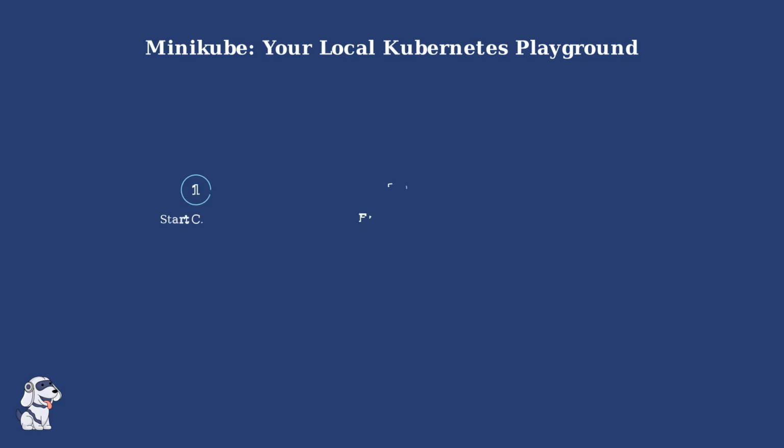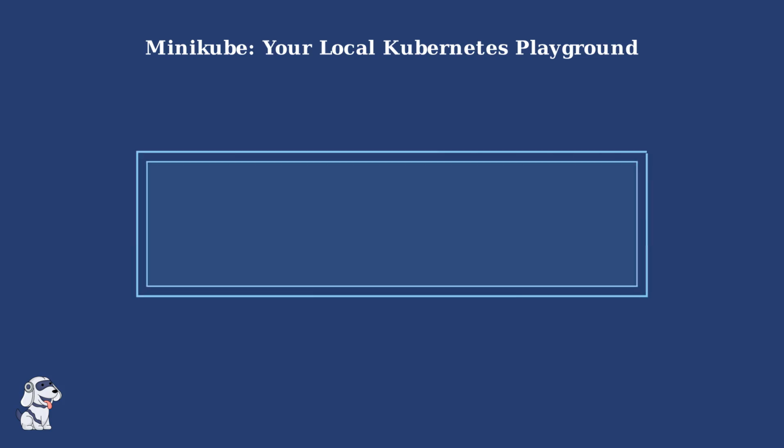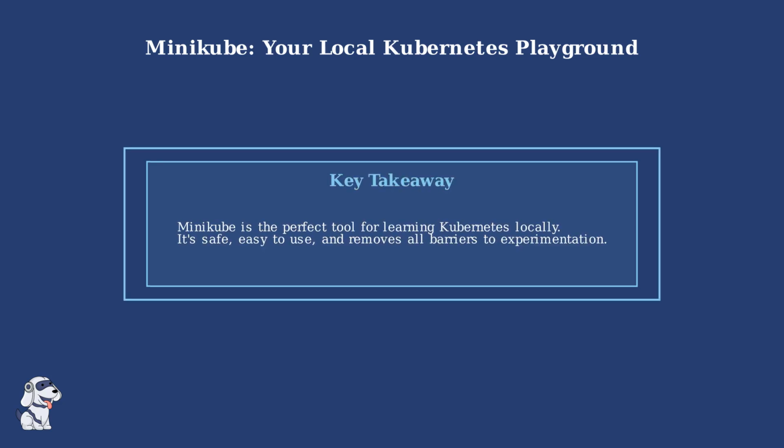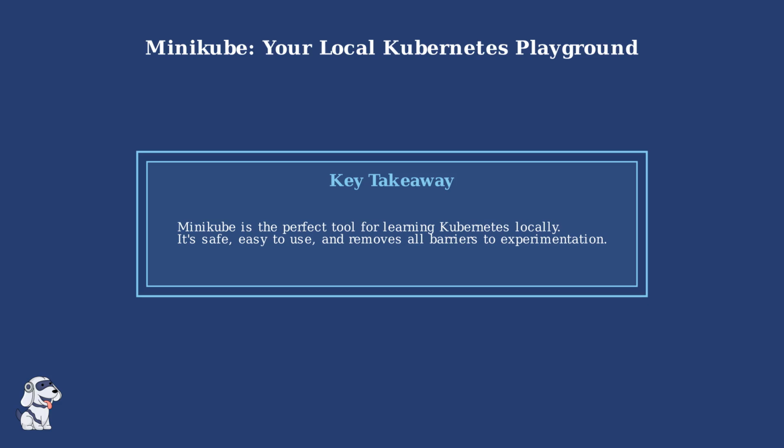Here's how simple the Minikube workflow is. You start your cluster, experiment with Kubernetes features, and if anything breaks, you simply reset and start fresh. The key takeaway is that Minikube removes all the barriers to learning Kubernetes. You don't need expensive cloud resources, complex setups, or fear of breaking production systems. It's your personal Kubernetes playground where you can learn, experiment, and grow your skills safely.